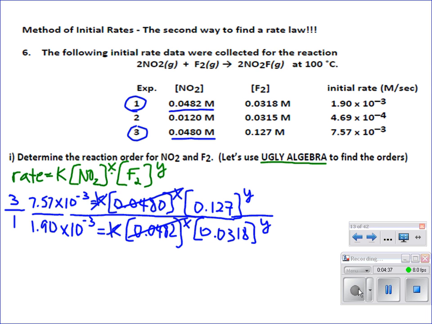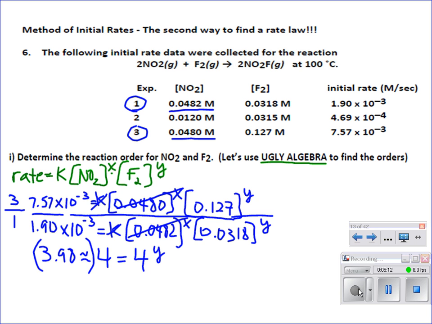So now I can look at the math, and this is where you need your calculators. I needed to divide 7.57 times 10 to the negative third by 1.90 times 10 to the negative third. What do I get? 3.98, which is really approximately 4. That is going to be equal to 0.0318 into 0.127, which is about 4, right? 4 to the y. What does y equal?